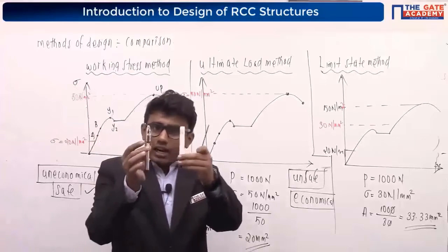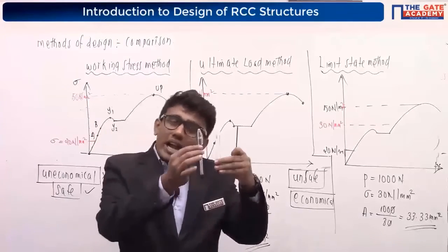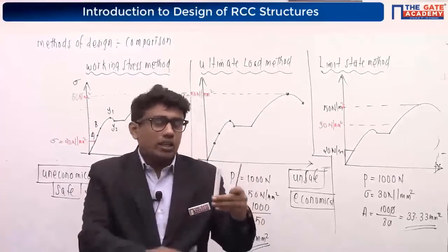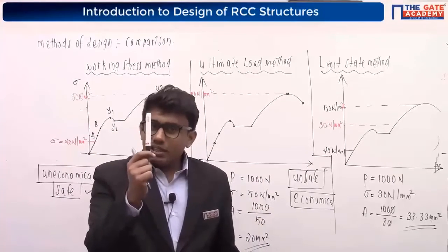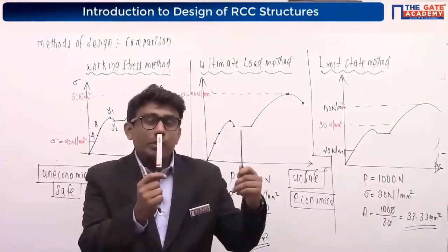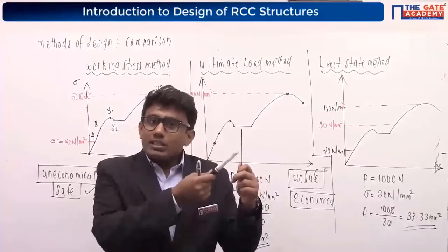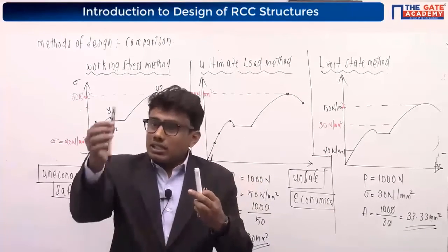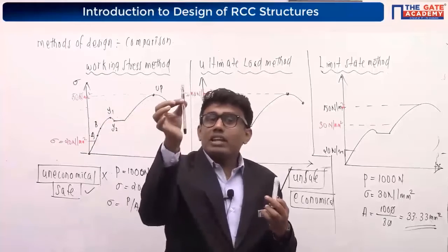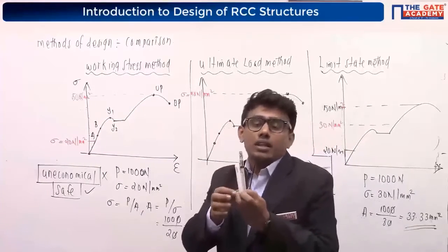Suppose all the three are mild steel bars, the same material, to carry the same load, that is 1000 Newton. This is the cross section I will be getting by the working stress method. This is the cross section I will be getting by using the ultimate load method. It was safe but uneconomical. It was unsafe but economical. This was obtained by our limit state method of design, which is both safe and economical.